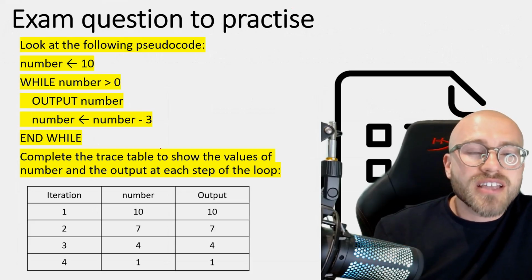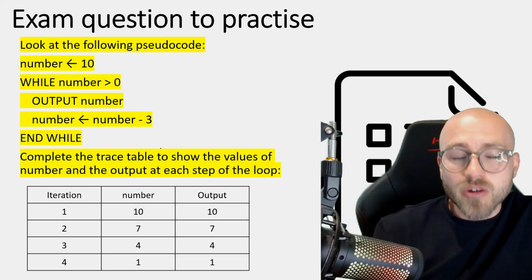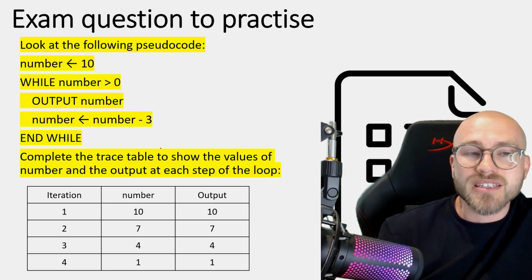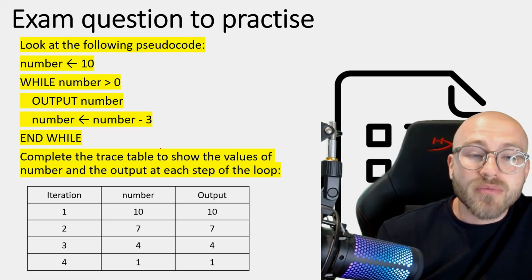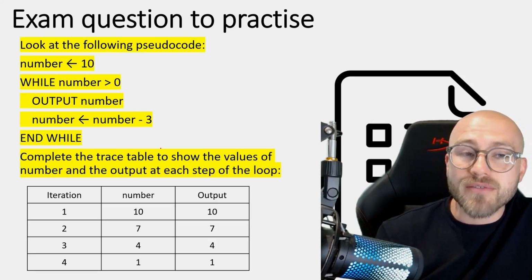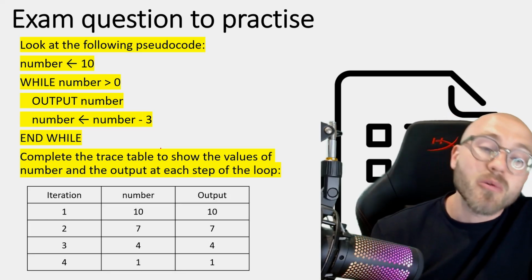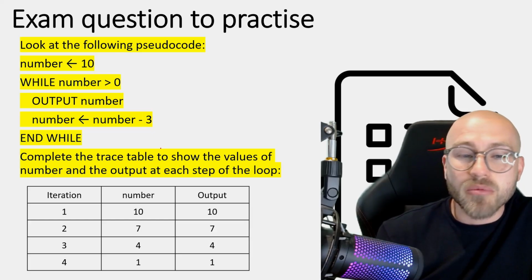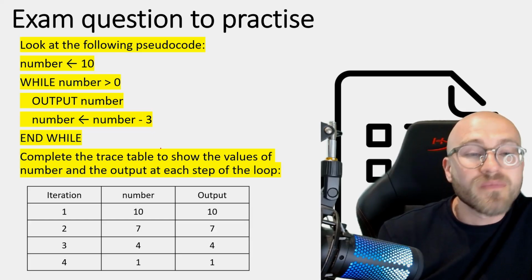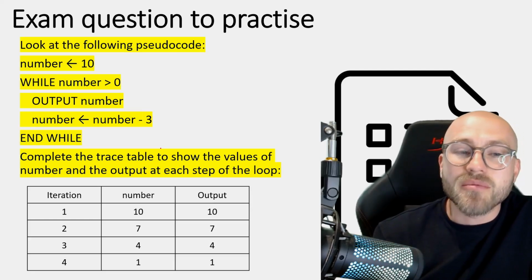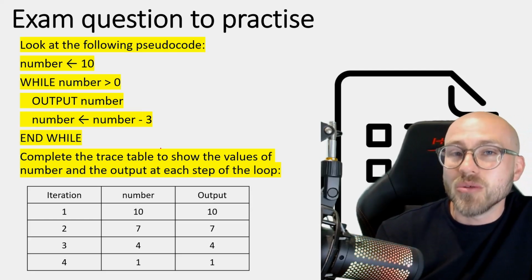Okay, let's go through the answers then. To begin with, number was at 10, which means the output was at 10. Then we're going to subtract 3 from the number, which means that the number is now at 7. So we output 7 because the number is currently at 7. We take another 3 off, meaning that the output will be 4 because the number was at 4. We take 3 off, and then we're going to put the output of 1 and the number at 1.